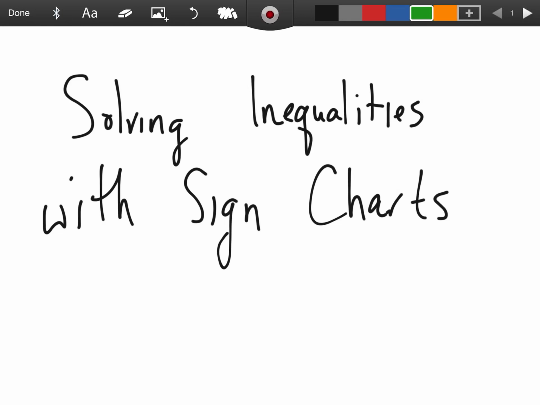All right, hello, welcome. In this video, we are going to be solving inequalities with sign charts. Sign charts are really important. It's something that we are going to deal with as we move on to calculus, so these really are going to be key for us. Let's make sure that we are paying attention, and hopefully we can get a good grasp on these by the end of this video.